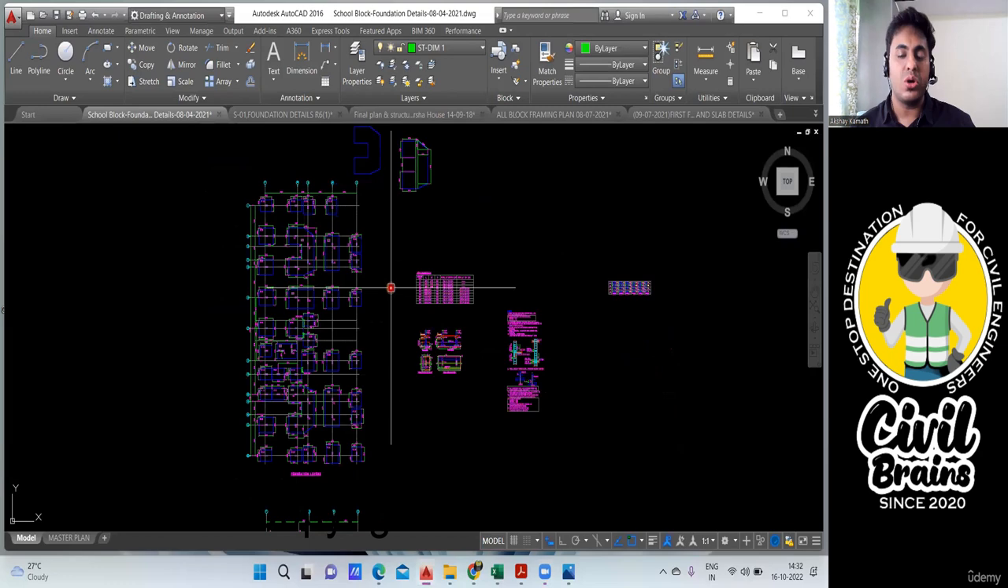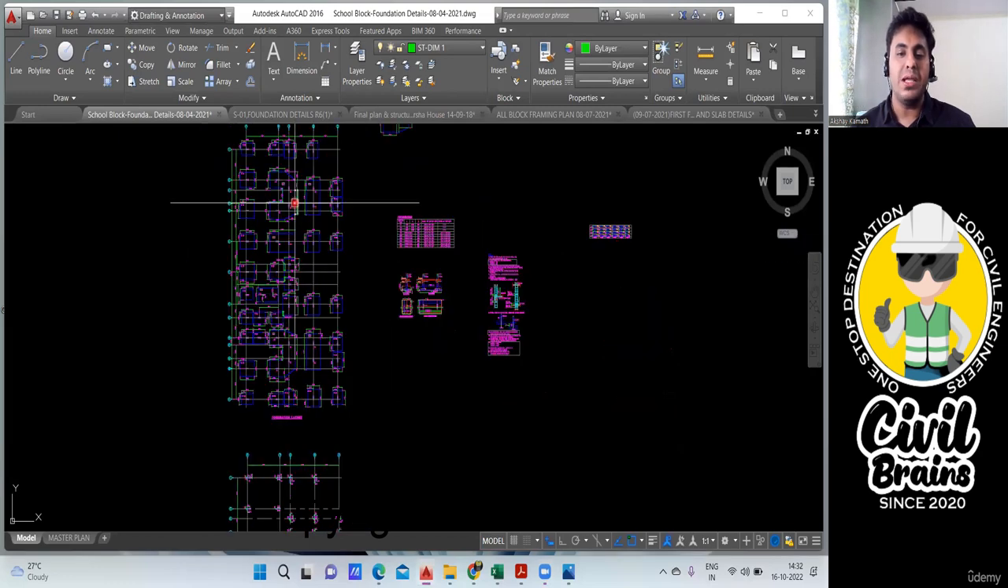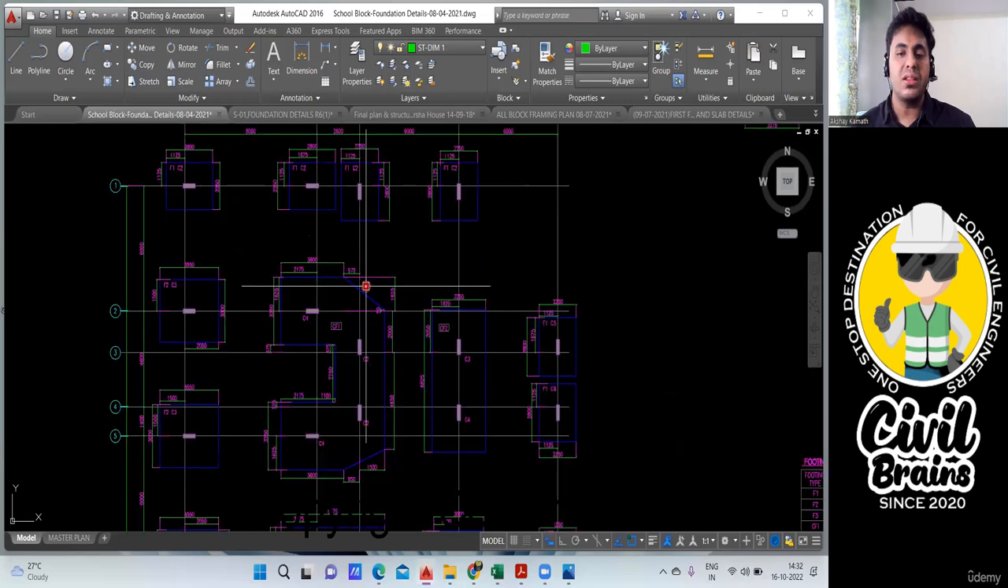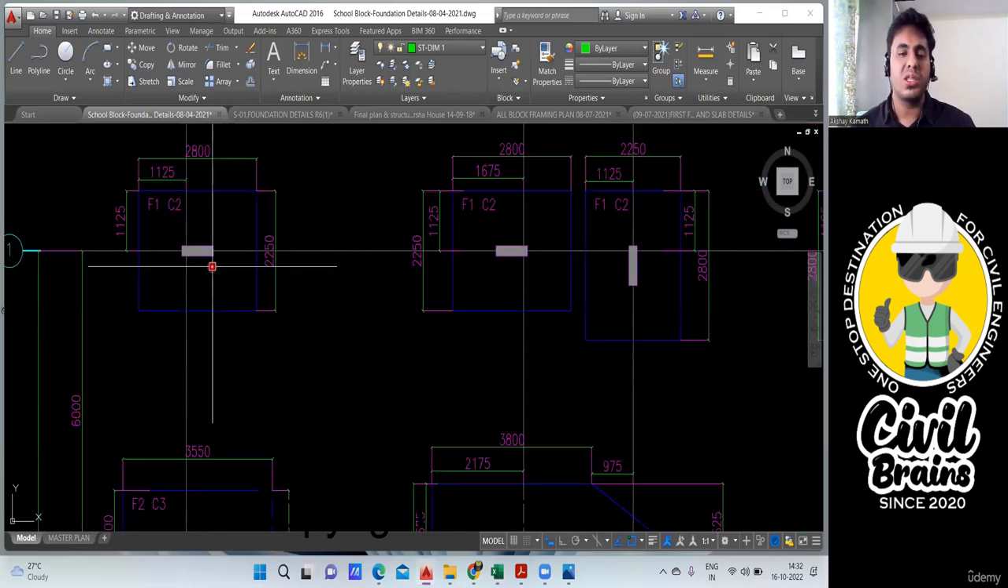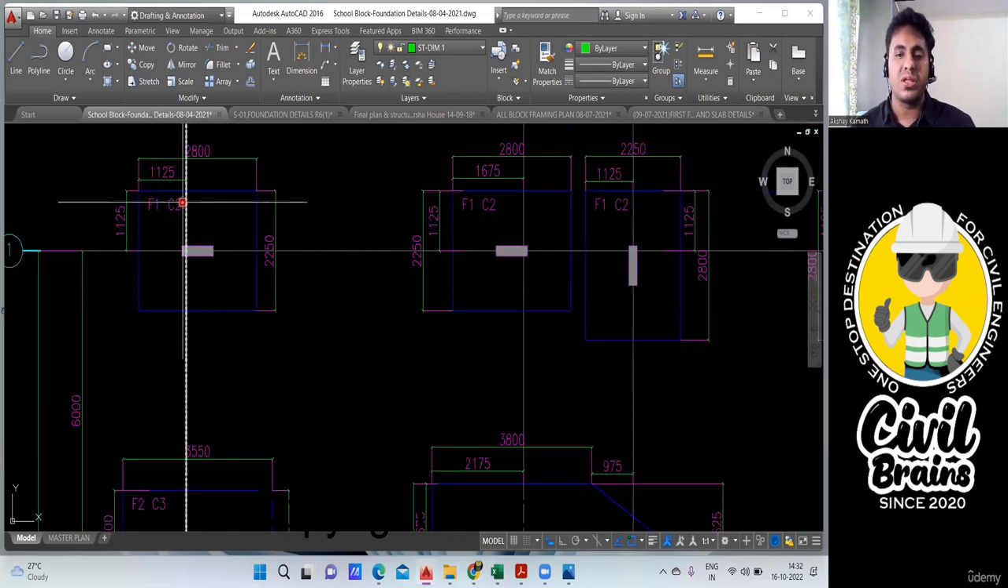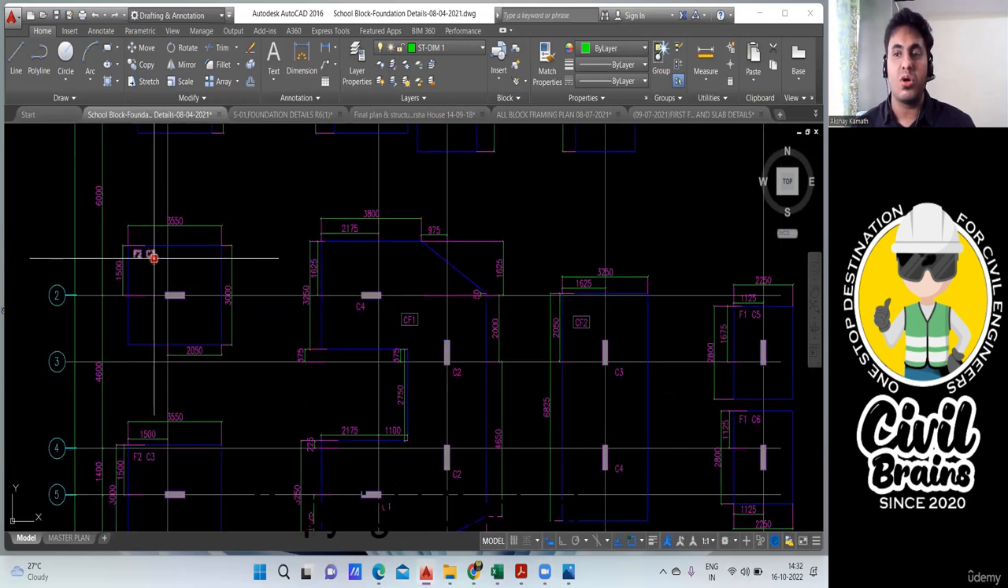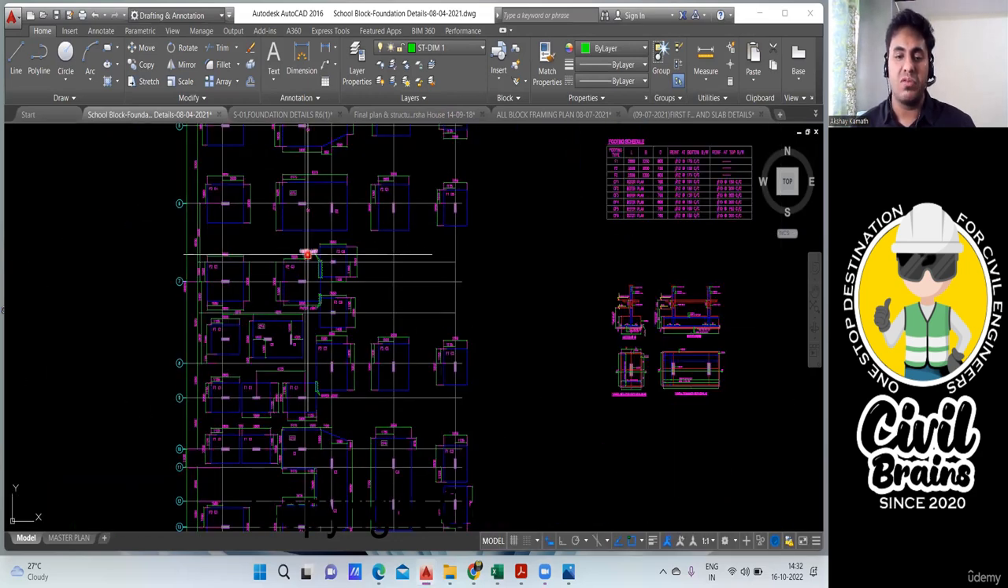So, in this assignment, this is a school building, okay? I'll give you this. You have to do the assignment. So here again the same thing, okay? Everywhere the footing is given, like this is F1 footing over that C2 column. Then again you have F2 footing, C3 column. In this way, all the footings have been given.